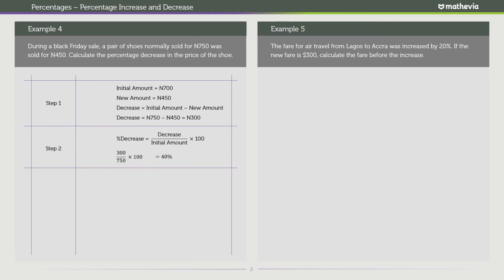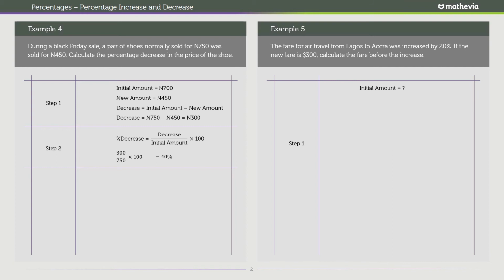Now, there's something very interesting here. The reason this is a very special question is because we don't have the initial amount. Okay, the initial amount is missing. That's exactly what we're looking for, the fare before the increase. And something you need to know: when you're doing percentage increase or decrease, it is always a percentage of the initial amount. But now the initial amount is not given, so it makes this very, very interesting.